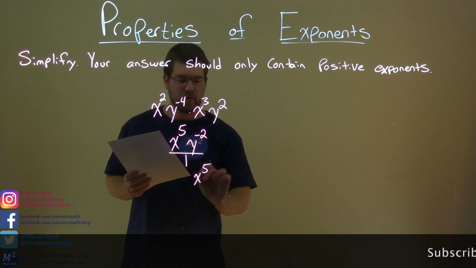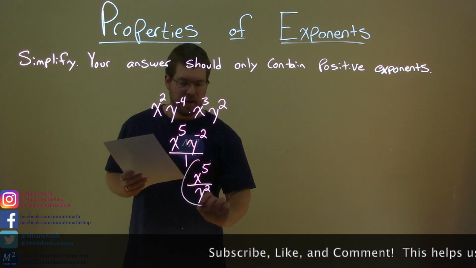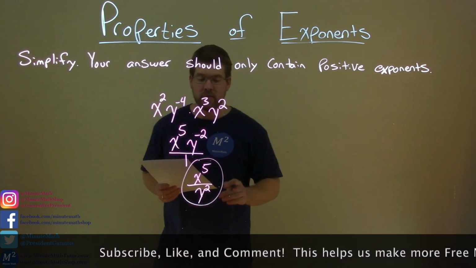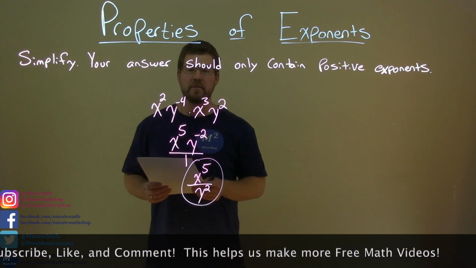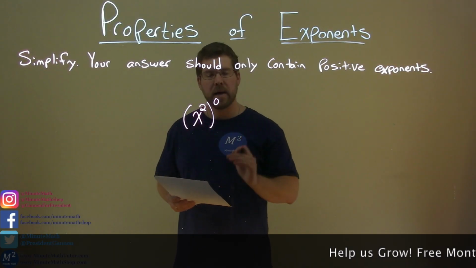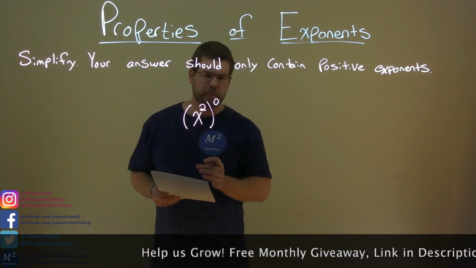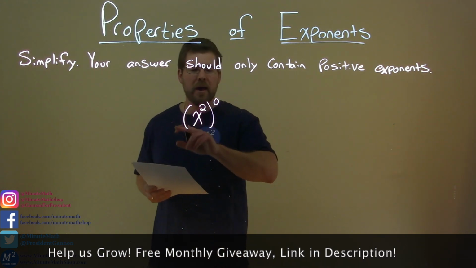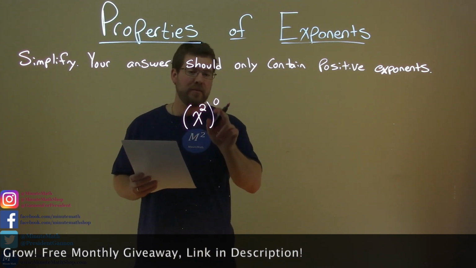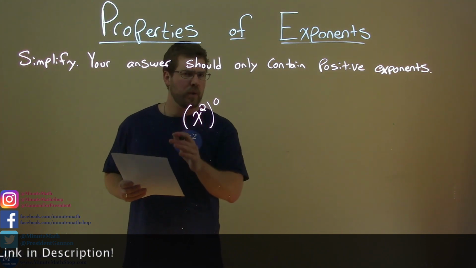X to the fifth over y squared, positive 2. And there we have our final answer, x to the fifth over y squared. We need to simplify x squared all to the 0 power. There's a few ways to think about this problem here. Our rules state when we have an exponent raised to another exponent, we need to multiply the exponents. So I'm going to show one way here to do that.